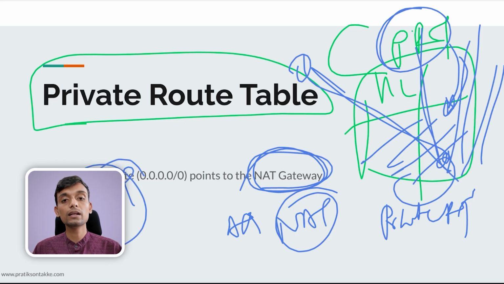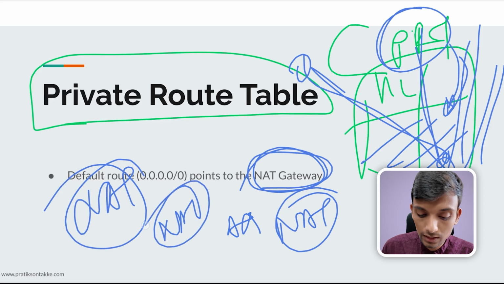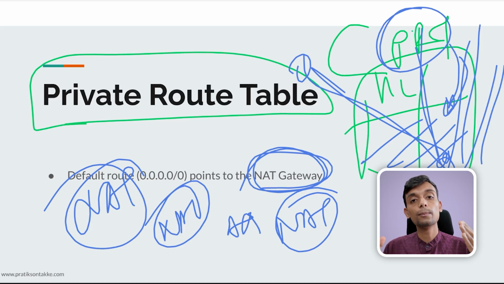What is open? What is public? Anyone can access it, right? What is private? Only selected or limited people can. So remember, private is always considered with NAT, and public is always considered with IGW, Internet Gateway.